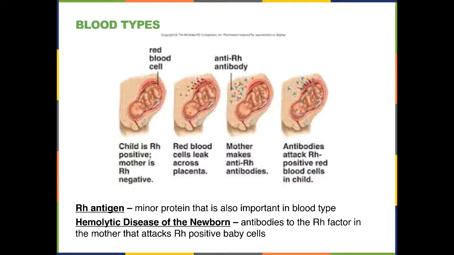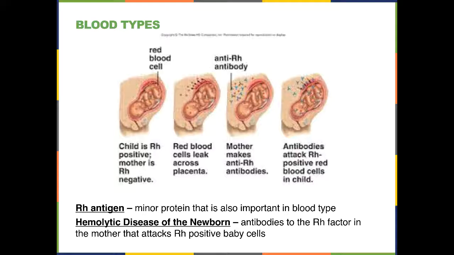Now this does not happen with the first child. Well, actually it does happen with the first child, but the antibodies don't become mature enough to attack the first child. So the attack doesn't occur until she has the next child. But during the process of delivery, some of the baby's blood leaks across and causes her to make antibodies. And once she makes antibodies, then the next child that is Rh positive, those antibodies can cross the placenta and attack the baby's blood cells.